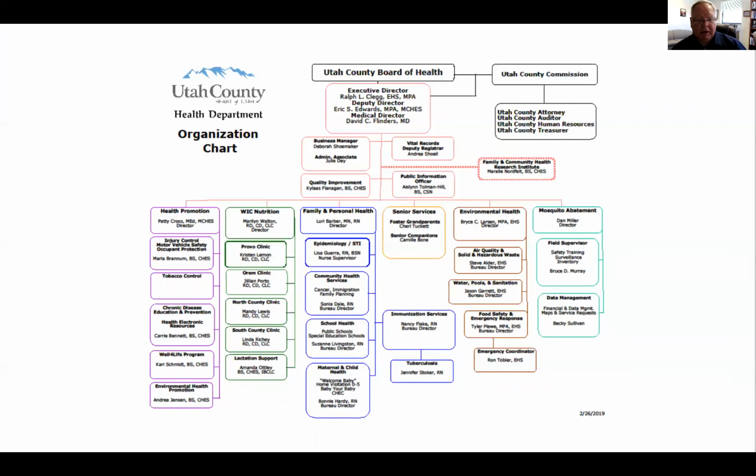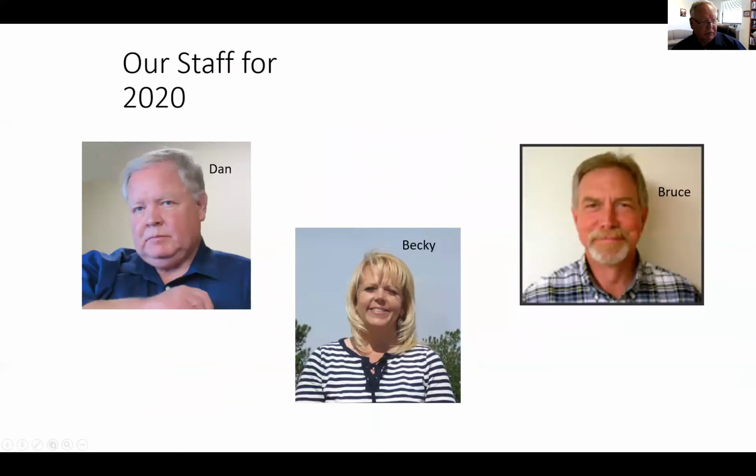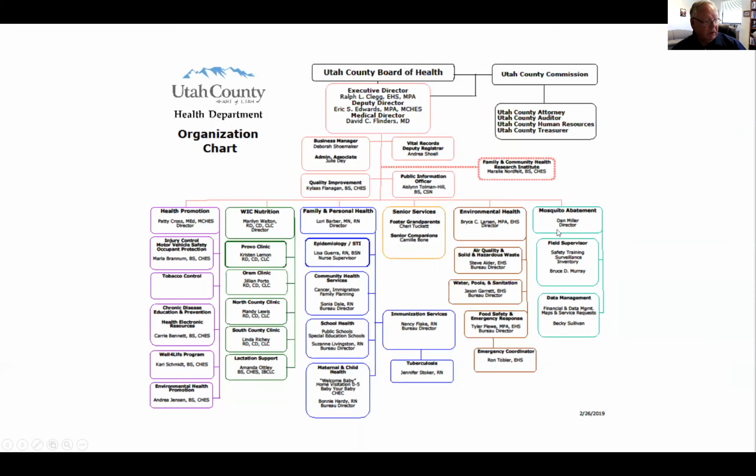That is broken into your business manager. They each have different branches, and you see that mosquito abatement is part of that. You can notice right here, we have myself with Bruce as the field supervisor, followed by Becky, who's the data manager and really financial, our chief director of the work that we do here within the office. It's here, the 3 of us.